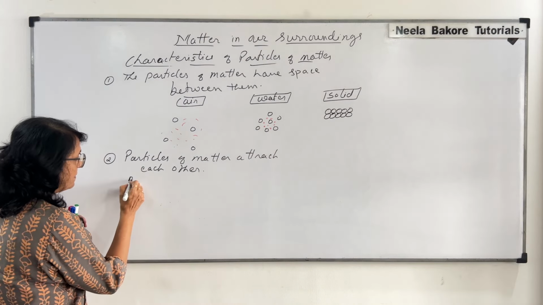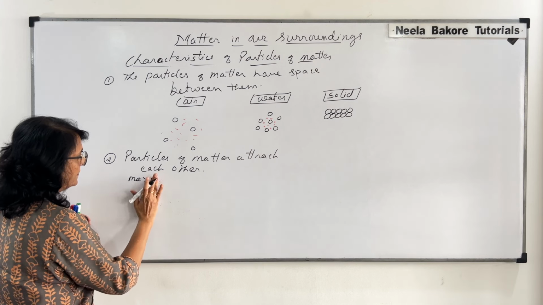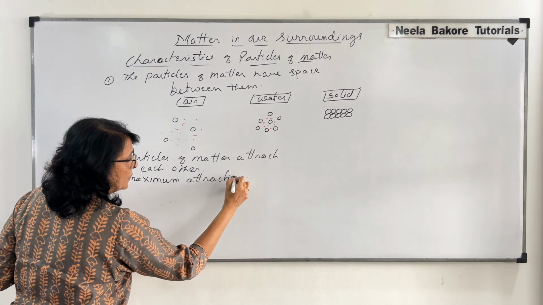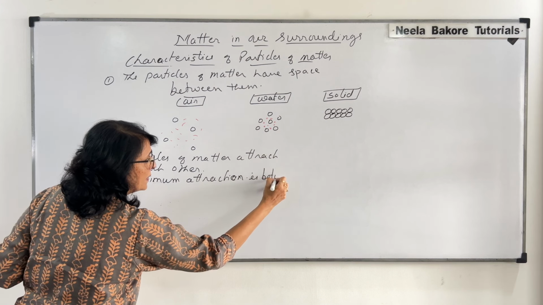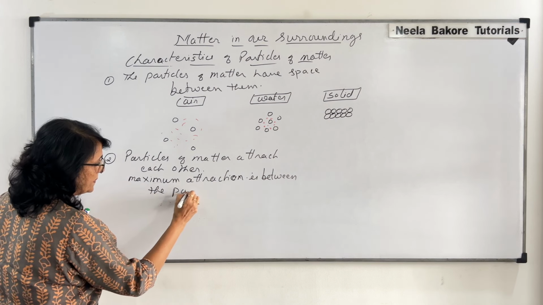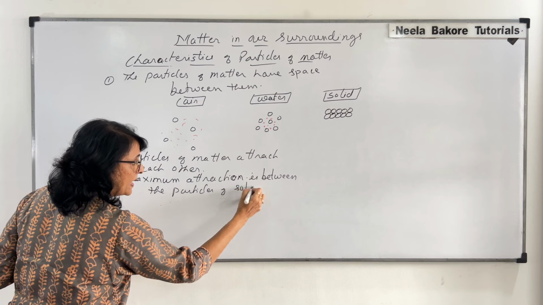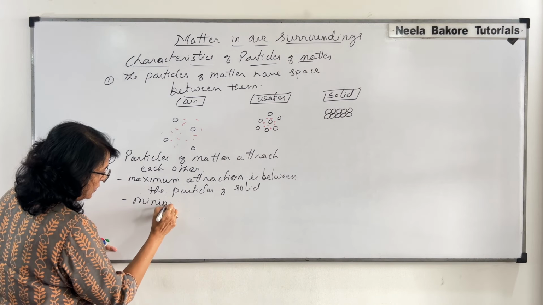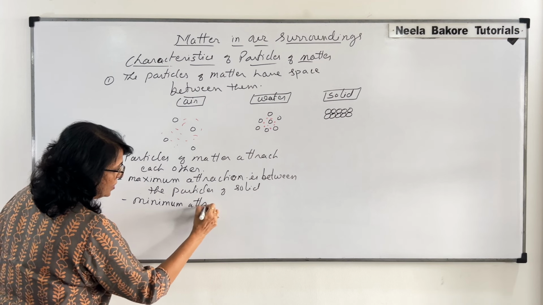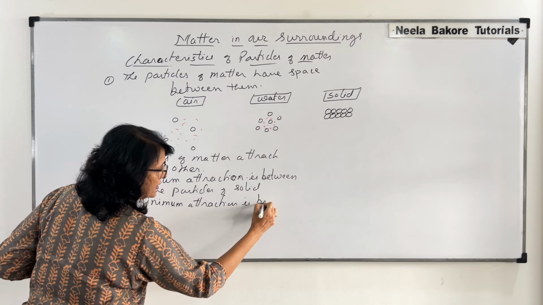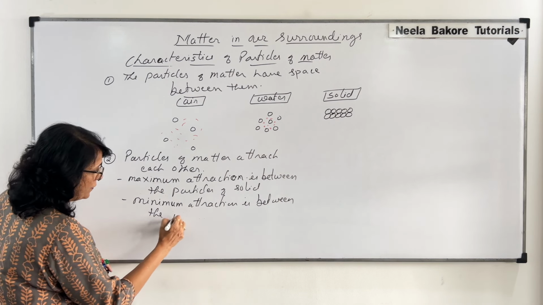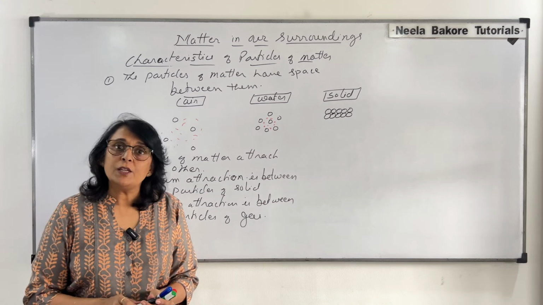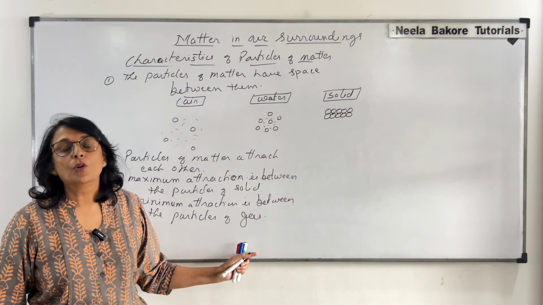That means maximum attraction is between the particles of solid, and minimum attraction will be between the particles of gases. Minimum attraction is between the particles of gas, and liquids are going to be in between these two. So there is attraction less than solid, more than gas.